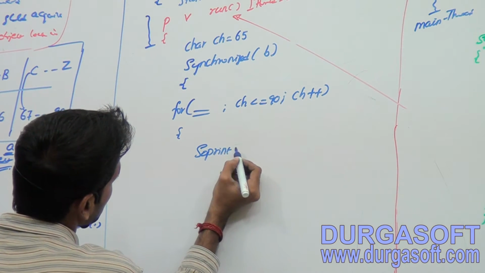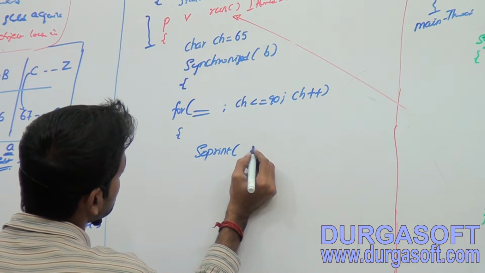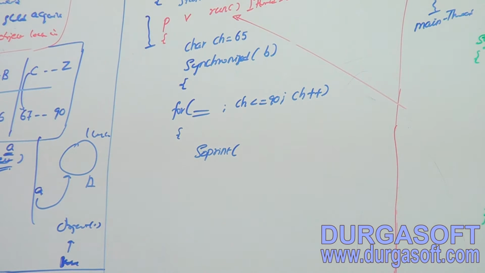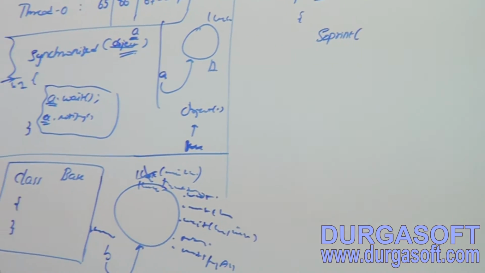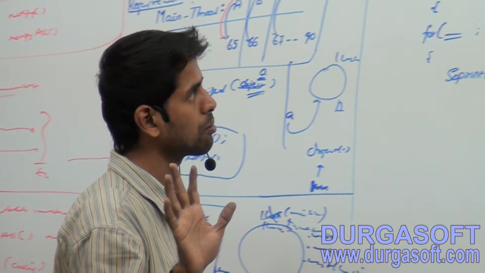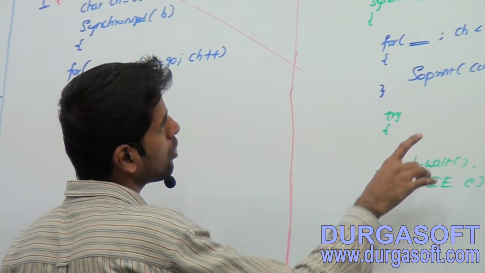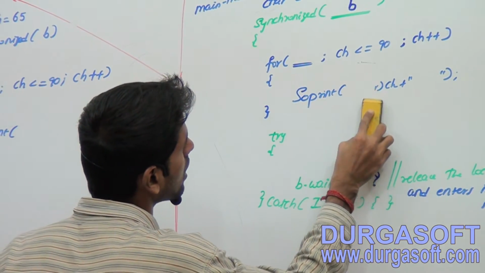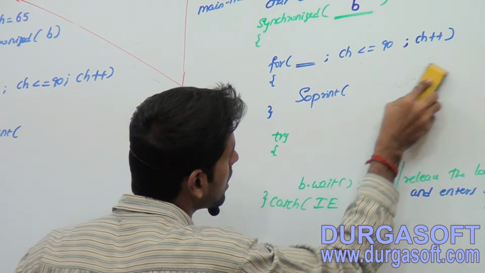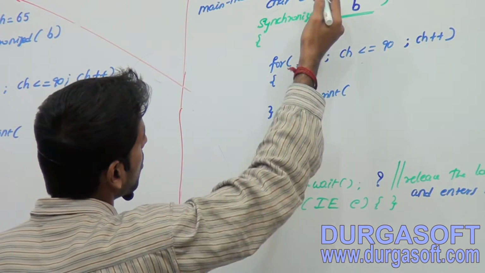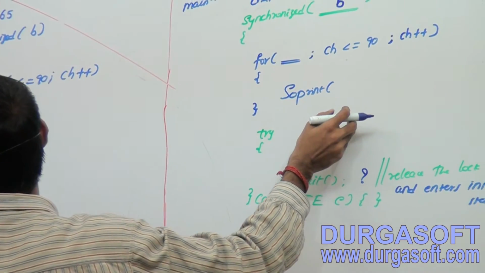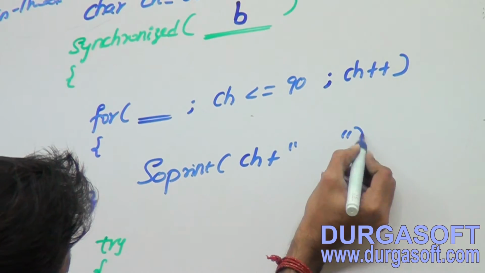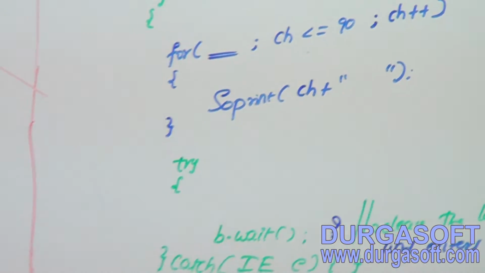Now print, that is System.out.print. Directly what you have to print here? Char. I'm sorry guys, I made a big mistake here. You have to print ch here, not int. You should not perform any typecasting here. The main thread should print char only, so use ch directly here. It will print the capital letter A.